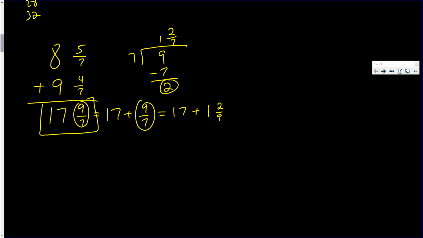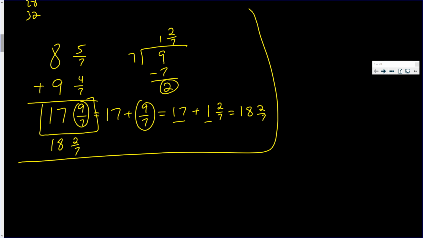1 2/7. Okay, that's where you check. 1 2/7. And 17 plus 1 is 18, plus 2/7. 18 2/7. So it equals 18 2/7.